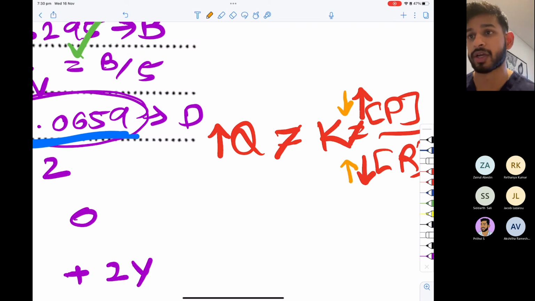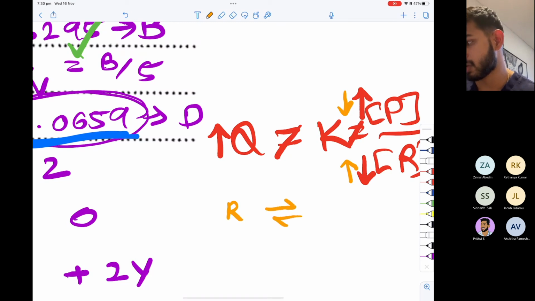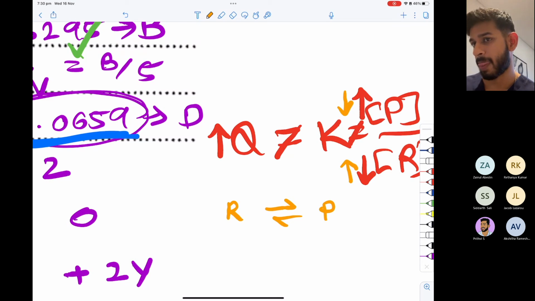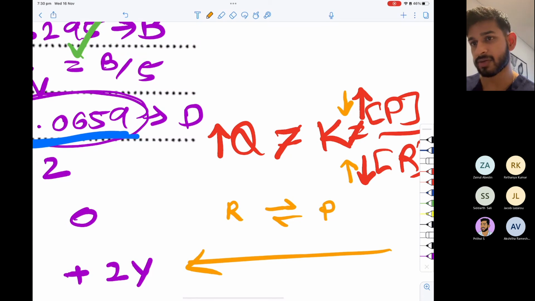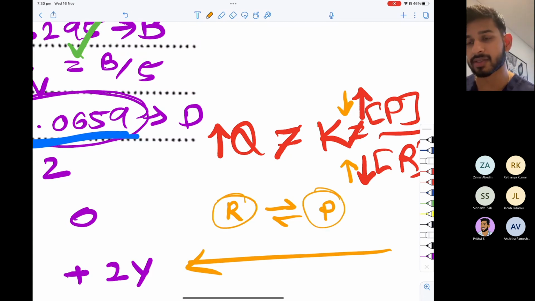Which direction should I go in a reaction? Reactants are on the left, products on the right. Which way do you want to go if you want to decrease products? Left. Exactly, right? You want to go to the left. You want to use up these products, make more reactants.